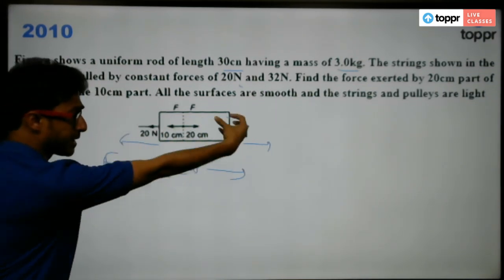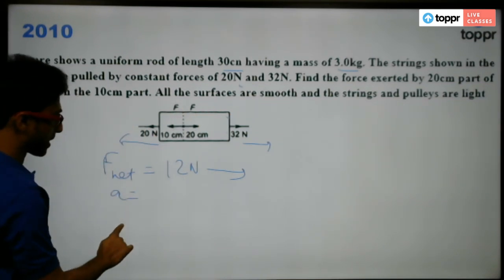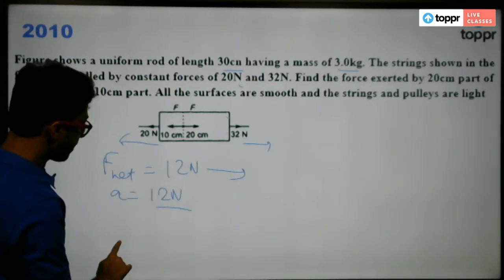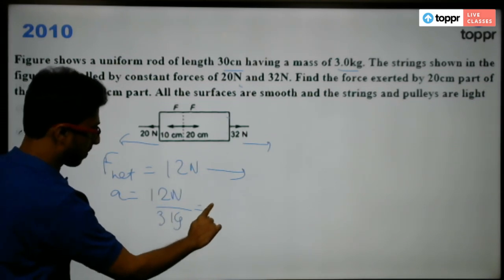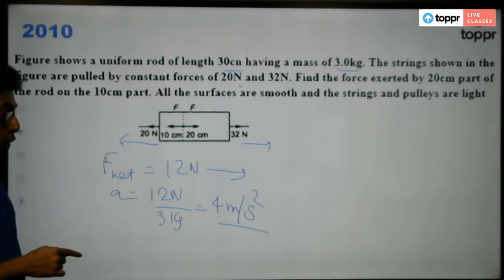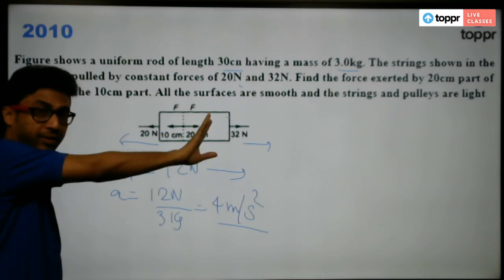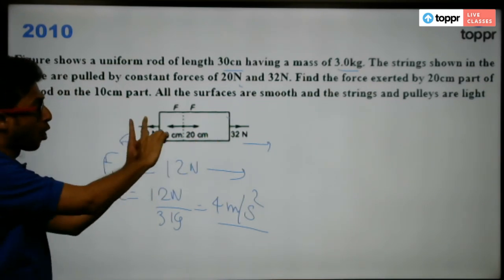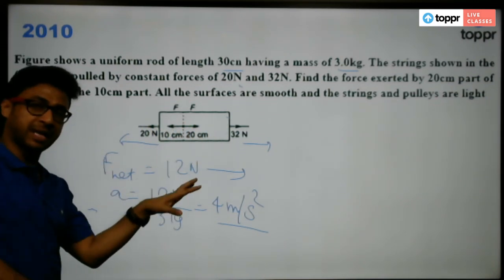Now, there is a net force, so there will be some acceleration. What is the acceleration? Acceleration is force, that is 12 Newton, divided by the mass. Mass is 3 kg. That is 4 meter per second square. So 4 meter per second square is the acceleration of the whole body together. And when the whole body is accelerating together, it means all the parts of the body have the same acceleration.